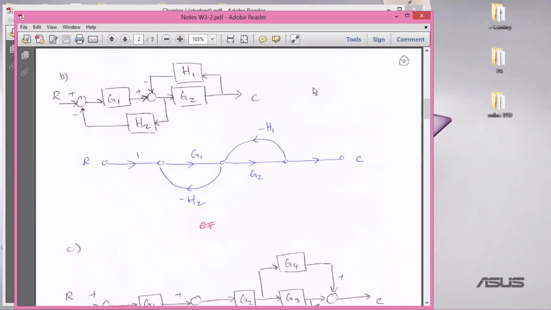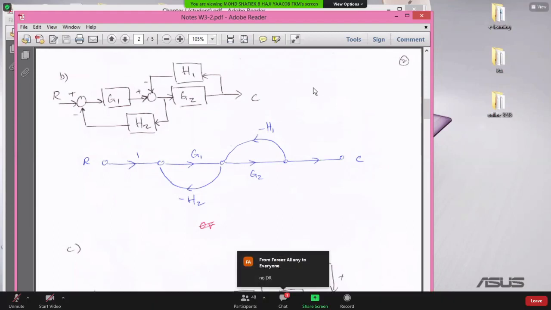Do you have any questions? You need to trace the signal. As long as your signal is the same for both the block diagram and the signal flow graph, we say that they are equivalent.